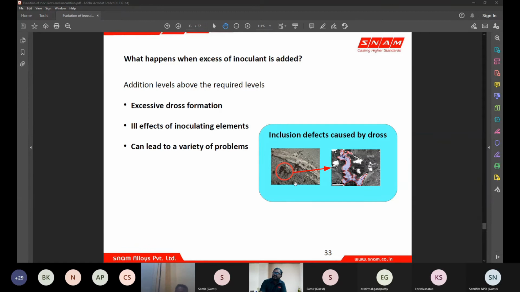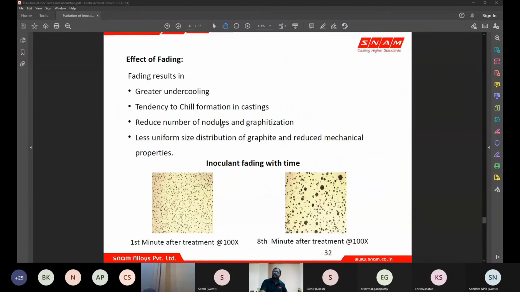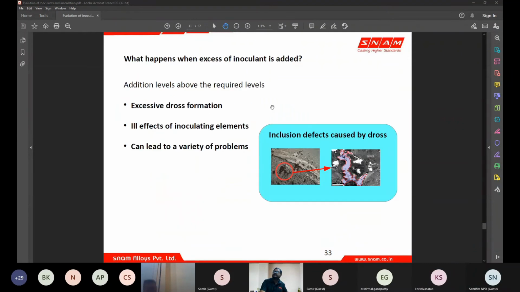So this is a typical scanning electron microscope image. This analysis was conducted at our R&D center, where we intentionally tried to increase the inoculation level, and that resulted in dross in the casting. So you see bismuth at this level has given a good nodule count. If we start increasing bismuth, you start getting carbides in the casting.